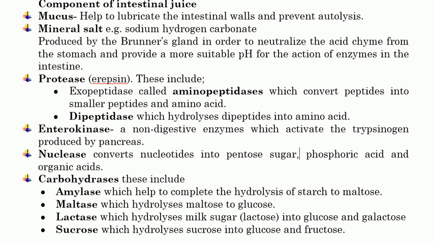Now let's move to the enzymes which digest carbohydrates, and here we have different types. Our first is amylase, which helps to complete the hydrolysis of starch to maltose. Then you have maltase, which hydrolyzes maltose to glucose. You have lactase, which hydrolyzes milk sugar. And then you have sucrase, which hydrolyzes sucrose.